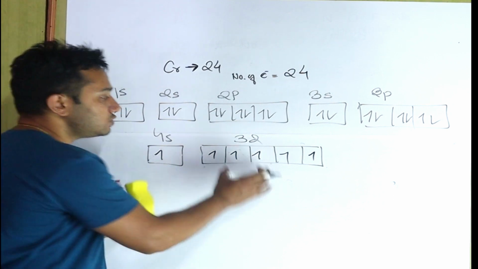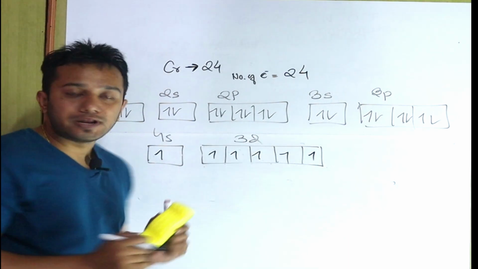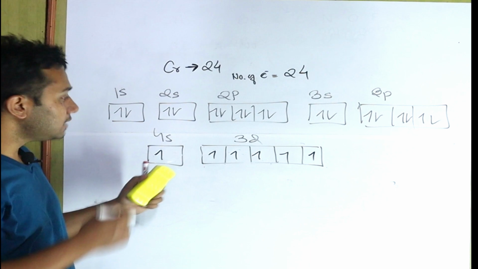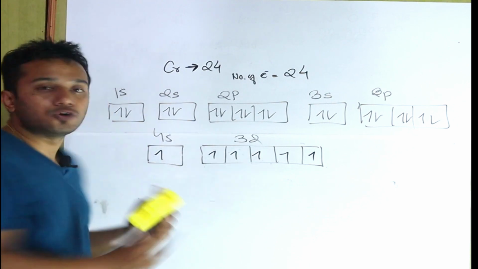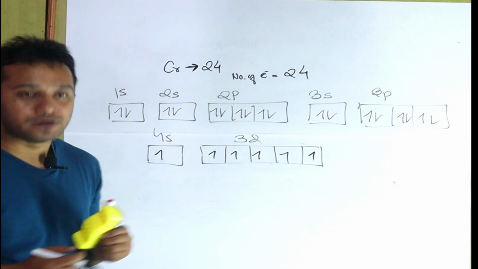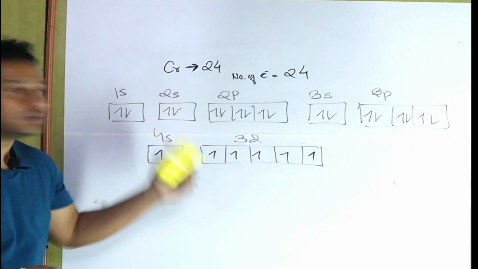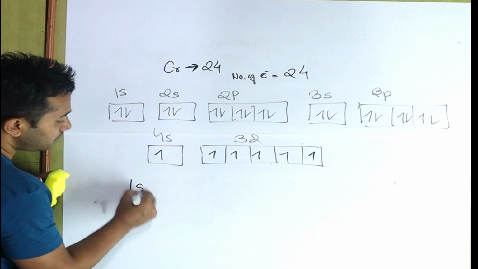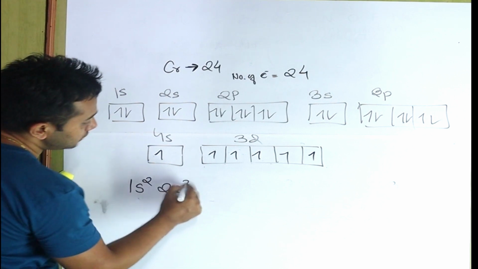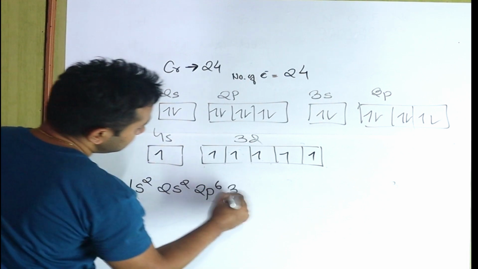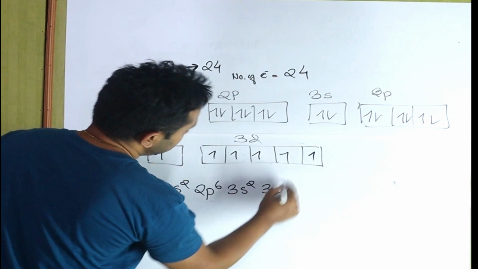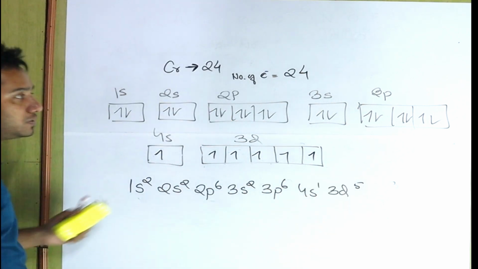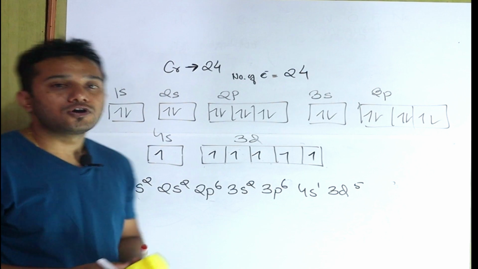Why? Because in 3d, if you give one more electron, it will be half filled, and it will be highly stable. And why is it being filled? Because 3d has lower energy as compared to 4s. So this is how the electrons will be filled in chromium, and it is exceptional. So now if I write the electronic configuration, I will have 1s2, 2s2, 2p6, 3s2, 3p6, 4s1, 3d5. So this will be the electronic configuration of chromium.